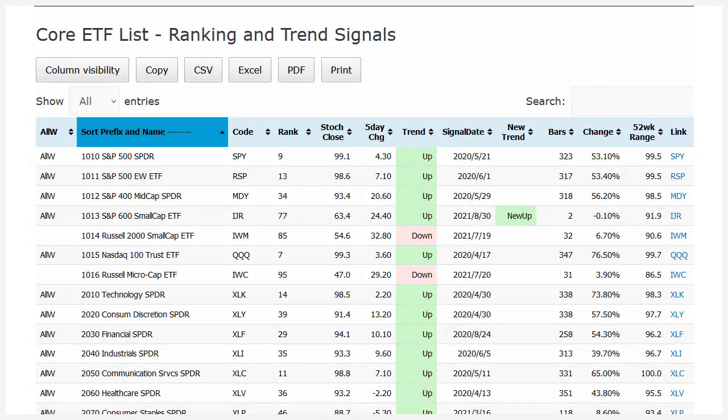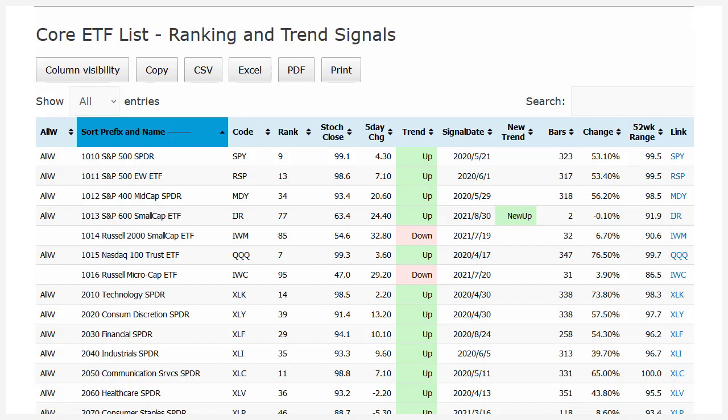So here I am on the website of trendinvestorpro.com. I specialize in ETFs. I've got trend and momentum strategies as well as mean reversion strategies once that trend is underway, looking for pullbacks within an uptrend. So this is the ranking and trend signals table.